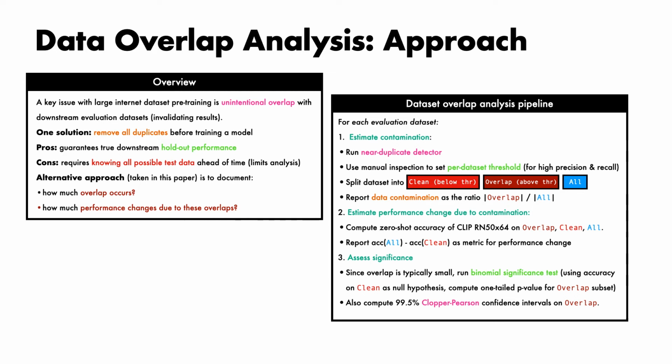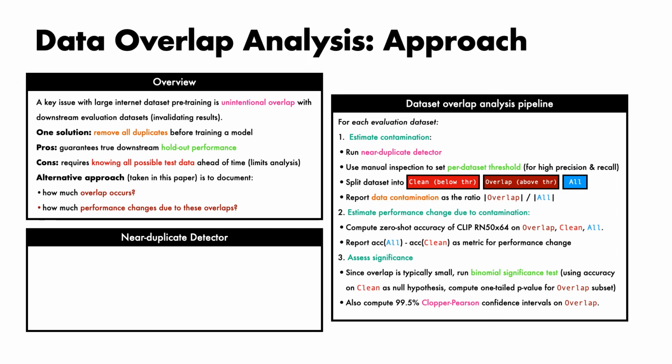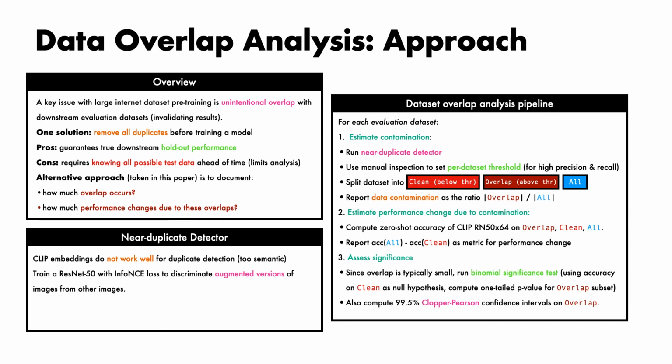When it came to implementing the near duplicate detector, the authors found that CLIP embeddings are not a good choice because they reflect semantic rather than low-level similarity. Instead, they train a ResNet-50 model with an InfoNCE loss to discriminate augmented versions of images from other images within mini-batches. The training set used for this task was a subset of 30 million images taken from the full 400 million dataset. At the end of training, it was found to achieve nearly 100% accuracy on the proxy task of detecting augmented variants.